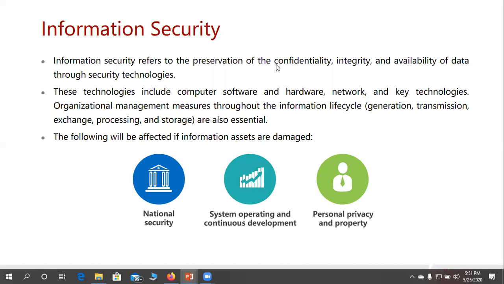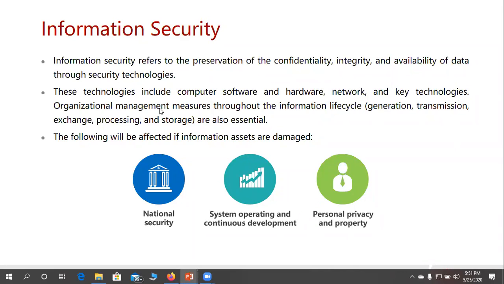Okay, so this is what we call the CIA. So this is what we call the CIA triad. Okay, so these are very, very important in information security. So of course, we are preserving confidentiality, integrity, and availability through the use of security technologies. So these technologies include computer software and hardware, network, and key technologies.